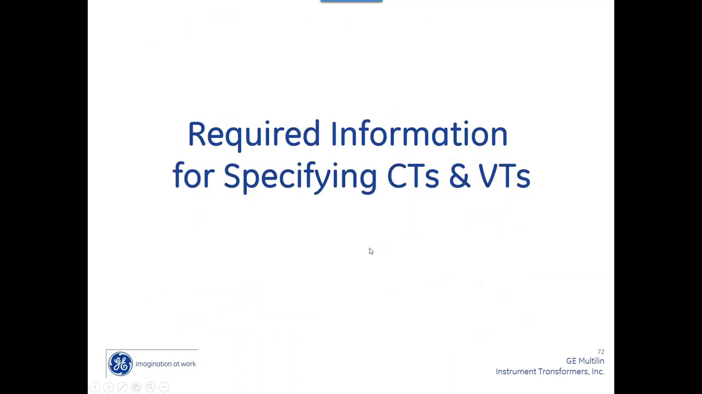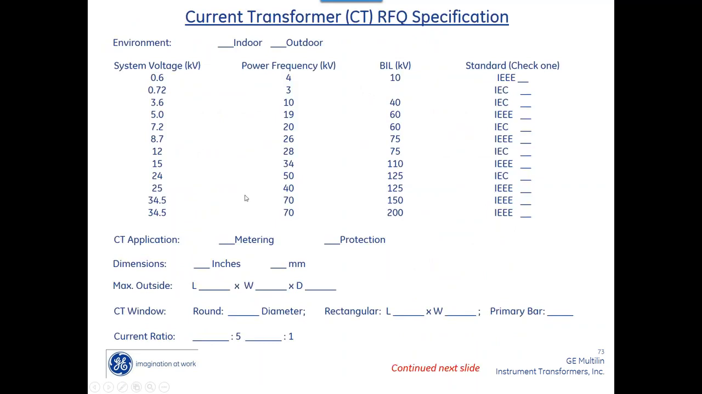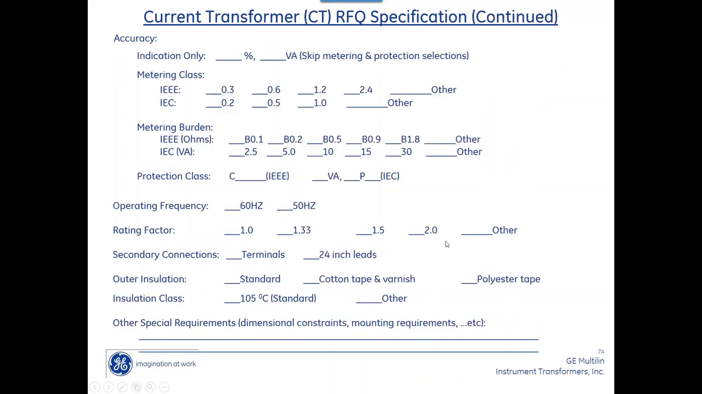So required information for specifying CTs and PTs. You need to know the voltage, the power frequency, kV, BIL level, and if you need any of the specs, is it metering and protection? You know, we need to know the dimensions. I need to know the outside dimensions and inside. People say, give me a 100 to 5 CT, and I give them one, and it's always wrong because they say it doesn't fit, or the window's not big enough. You know, do you want rectangle, do you want circular, and the ratios. Do you want bar CT? So that's some of the requirements for that.